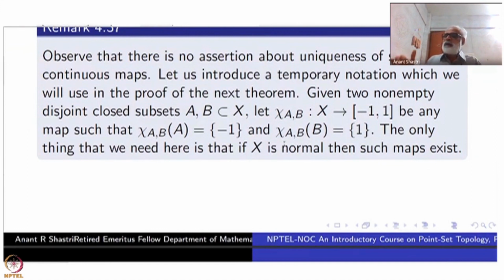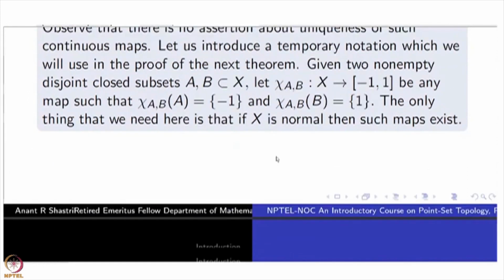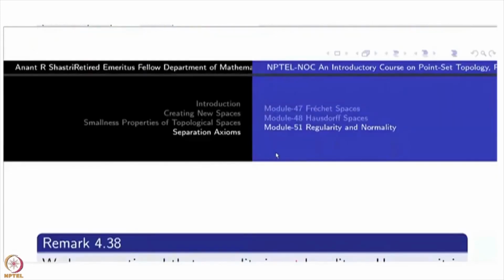Depends upon the context. All that I need is it has this property and it is defined on the whole of X and it is continuous. That is why I am just writing this chi of AB. The only thing that we need here is that if X is normal, then such continuous functions exist. Okay. So choose any one of them and temporarily write it as chi of AB. I'm going to use it next time.